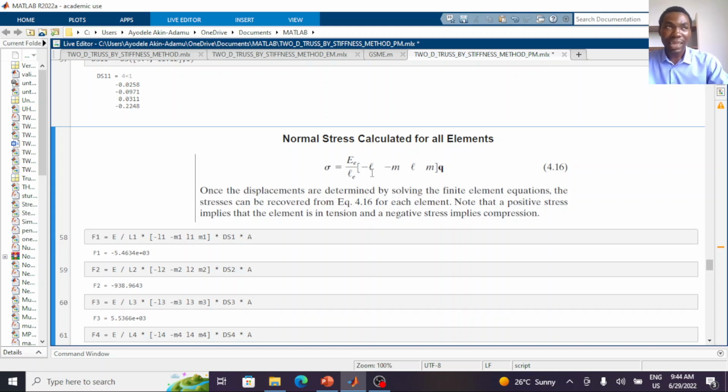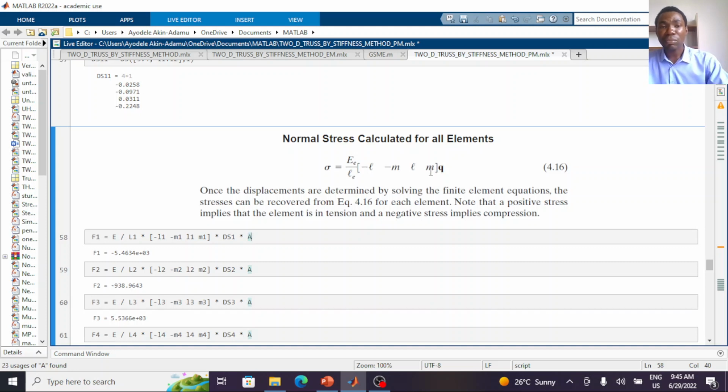I define L and M for each element, like L1. For L, I define L1 to L11. For M, I define M1 to M11. So these values are already stored in the Matlab memory. You can just call them out easily, use them easily now. So we use this value for the normal stress.